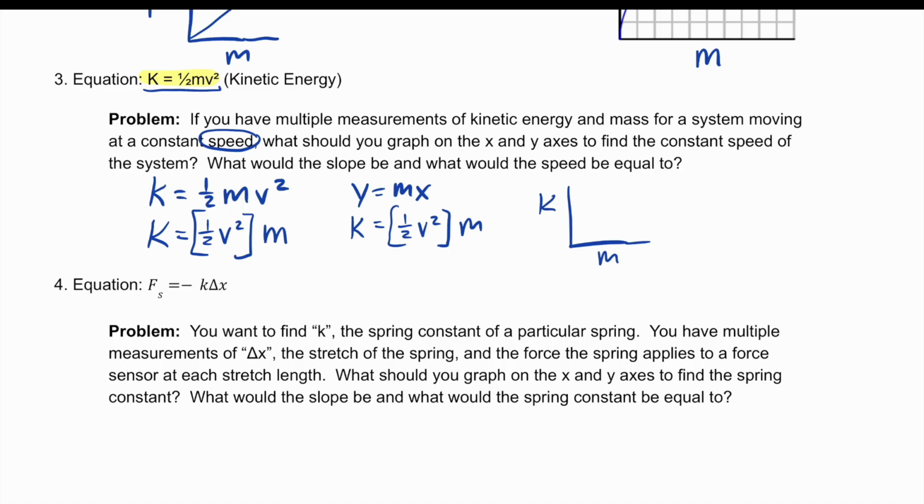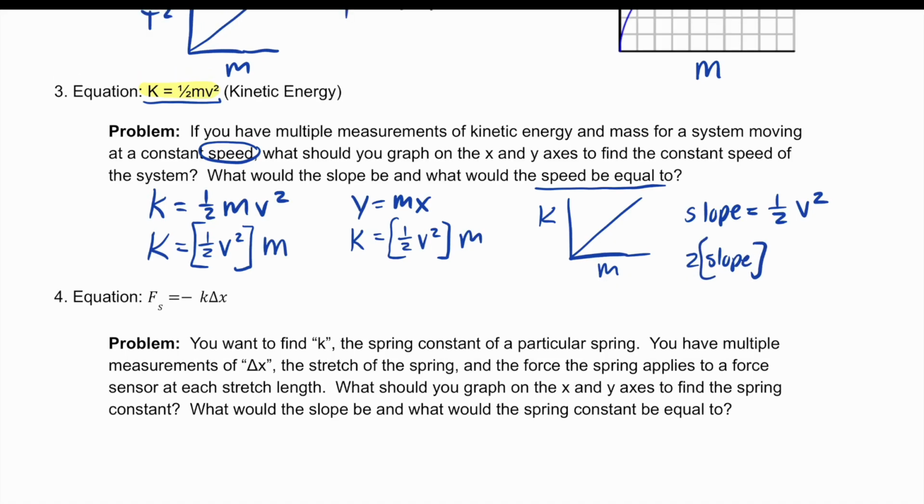And then our slope is going to equal all of the things in the equation that are constant. So 1/2 v squared. So what would the speed be equal to? The final step is then solving this for speed. So 2 times the slope, whatever that numerical value is, and then you would take the square root of that, and that will get you the speed.